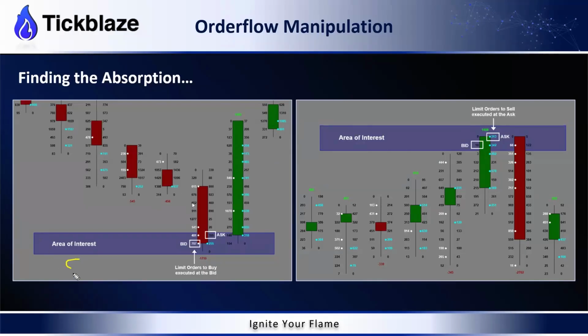Let's say you got a support level here. You got support right here. Market's coming down. And then all of a sudden, we get a ton of order flow imbalances. If you're an order flow trader, you're going to see that. You say, oh, the sellers are stepping in. The sellers are stepping in. And then all of a sudden, it just does this, and it rips the other way.